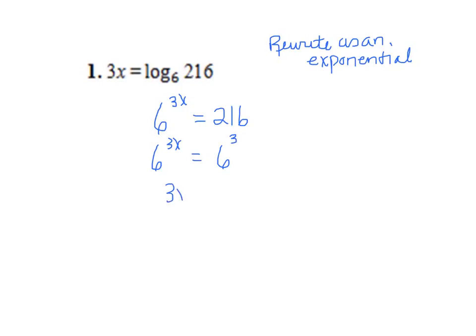So I have 3x is equal to 3, and x is equal to 1. So log base 6 of 216 is equal to 3, so x is equal to 1. And if you use the change of base formula, you could see that the log of 216 over the log of 6 is indeed equal to 3. So you could find x that way.